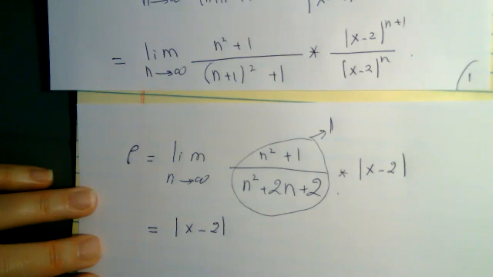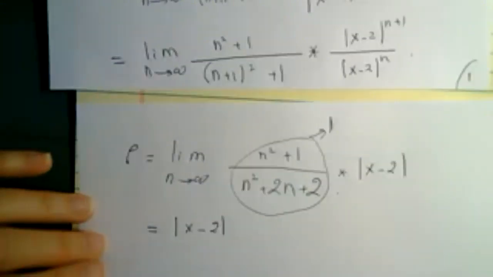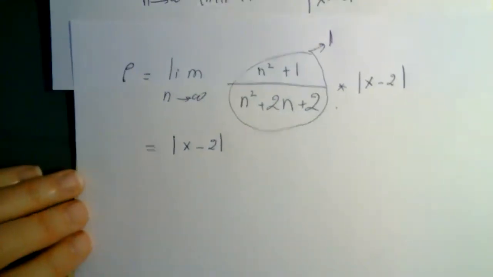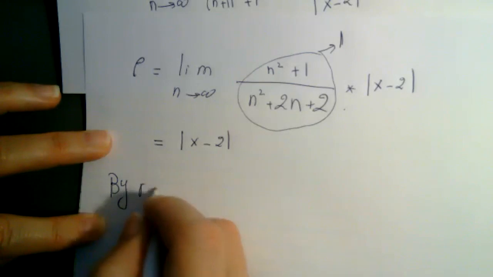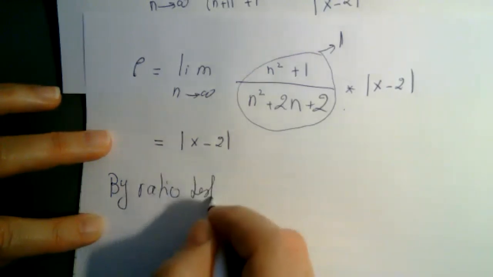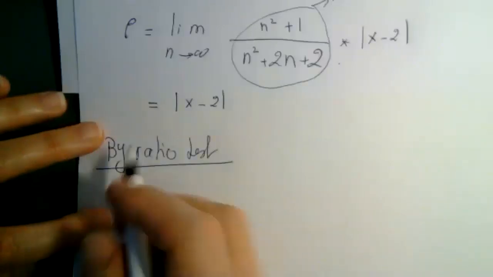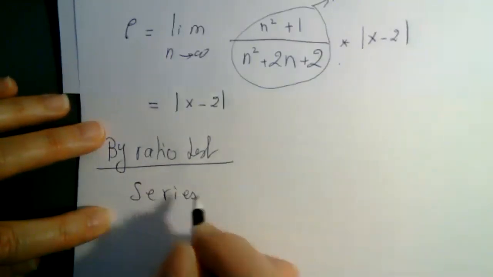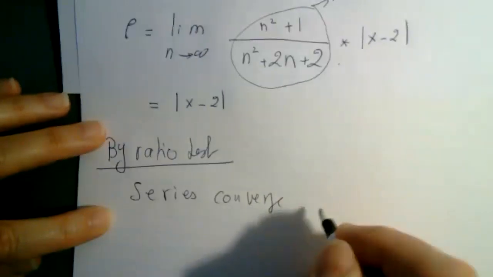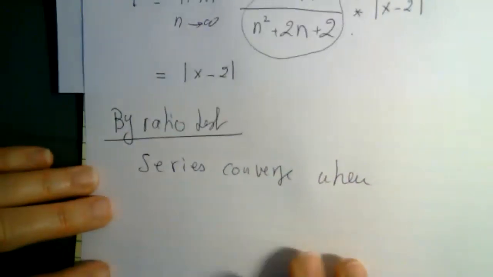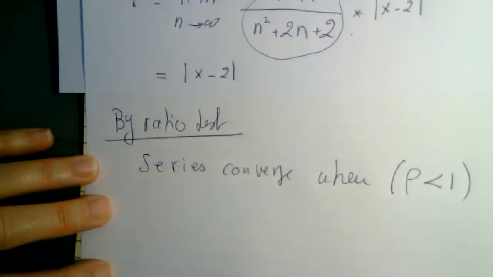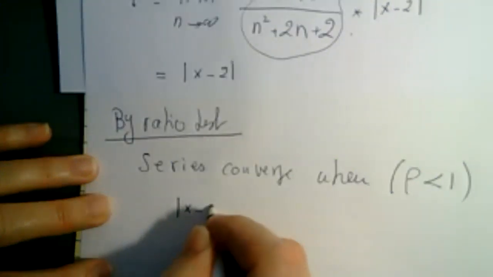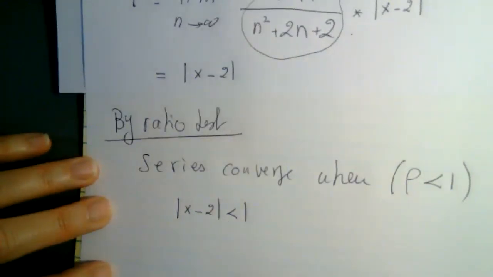So that's my ratio. It depends on x, which is why we're going to do the discussion depending on x. So when does the series converge? By the ratio test, the series converges when rho is strictly less than 1. What is my ratio? The absolute value of x minus 2 is less than 1.